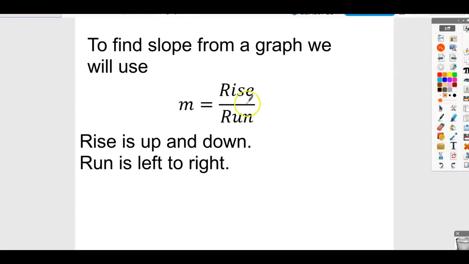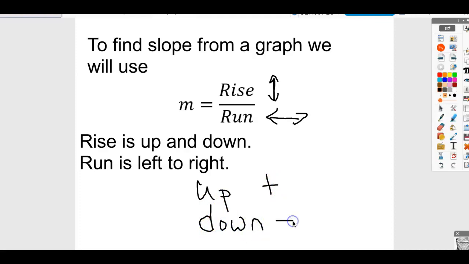The other way we can do it, if I'm given a graph, then I would use rise over run. Rise is up and down, and run is left and right. Up is positive, down is negative, right is positive, and left is negative. So if I move up, I would put a positive number. If I move down, I would put a negative number.